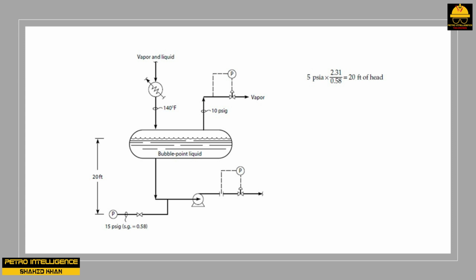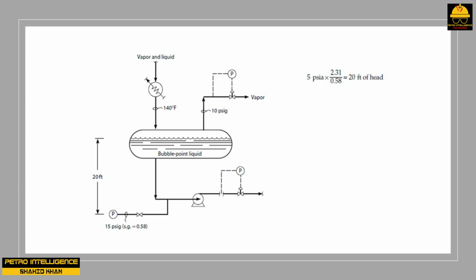This must happen because the liquid in the drum, which is in equilibrium with the vapor, is at its bubble point pressure. Again, the available NPSH is the physical pressure at the suction of the pump minus the vapor pressure of the liquid at the suction of the pump. If both pressures increase by 5 psi, the net gain in NPSH is 0.